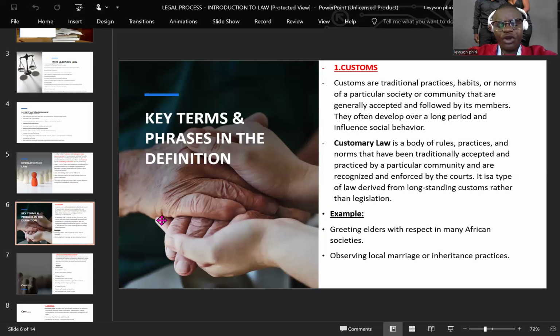When you come to Zambia, for example, greeting elders with respect is mainly an African custom. So we have a custom on how we are supposed to greet an elderly person. You can't just greet an elderly person like you are in America. No, you can't greet anyone like you are in India. No, there's a way on how we greet.